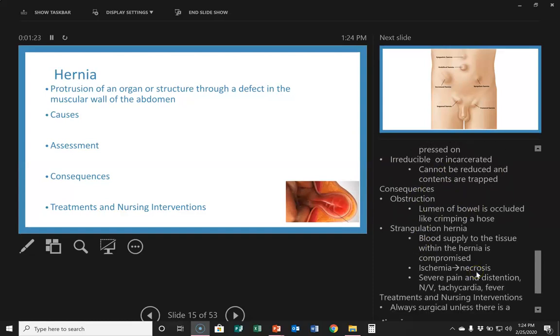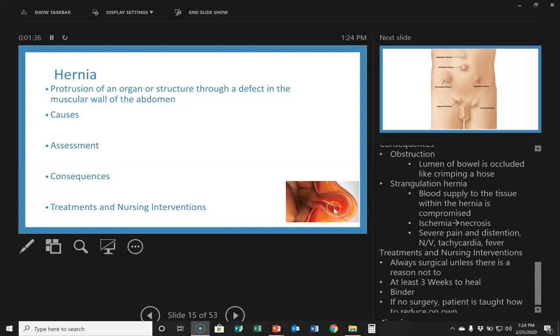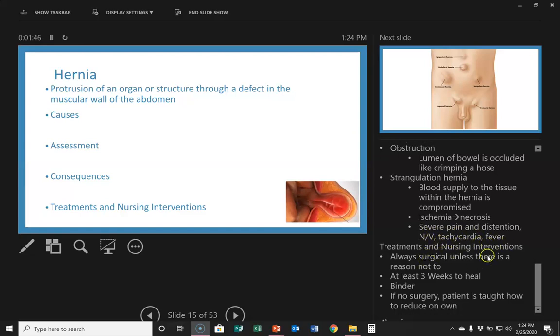Consequences, we worry about a bowel obstruction. If the lumen of the bowel is through the abdominal wall, then it can become occluded, like the crimping of a hose. Strangulation, which is the hernia itself, is not going to get perfusion. So then we worry about ischemia and necrosis. That would be manifested by severe pain, distension, nausea, vomiting, tachycardia, and fever.